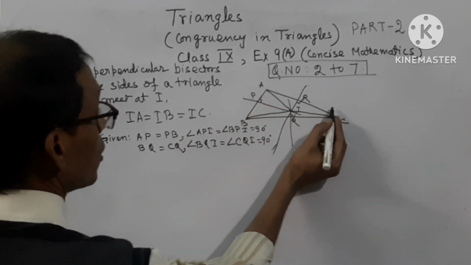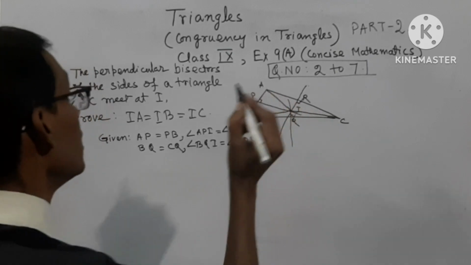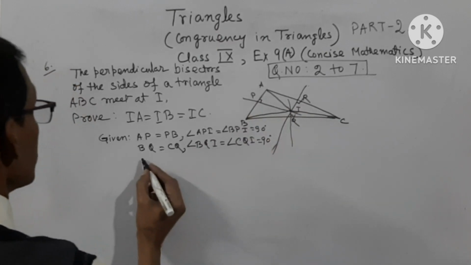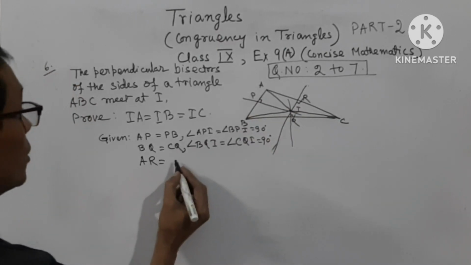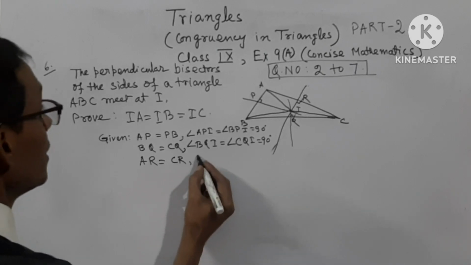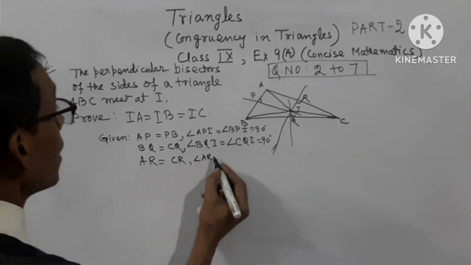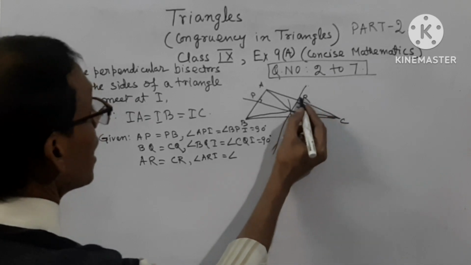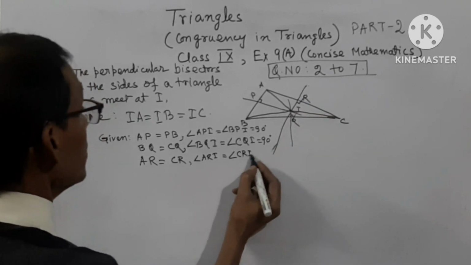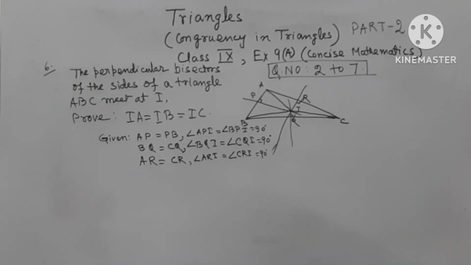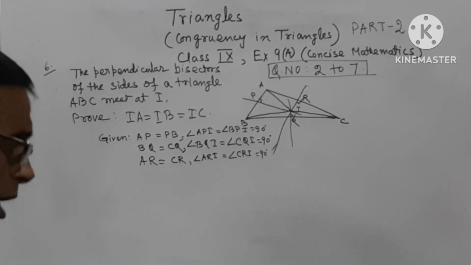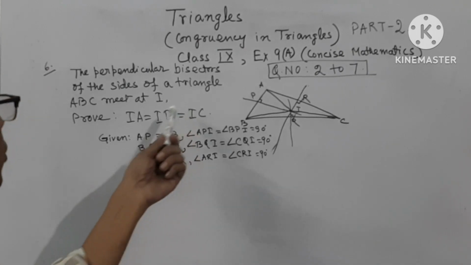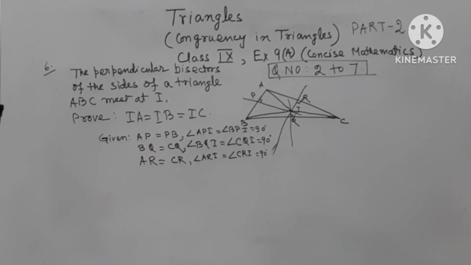Same way, AC is also getting bisected by this point R. This line IR. So AR equal to CR and angle ARI equal to angle CRI. This also 90 degree. These are given, so we have just noted down that maybe this will be beneficial to prove IA equal to IB equal to IC.